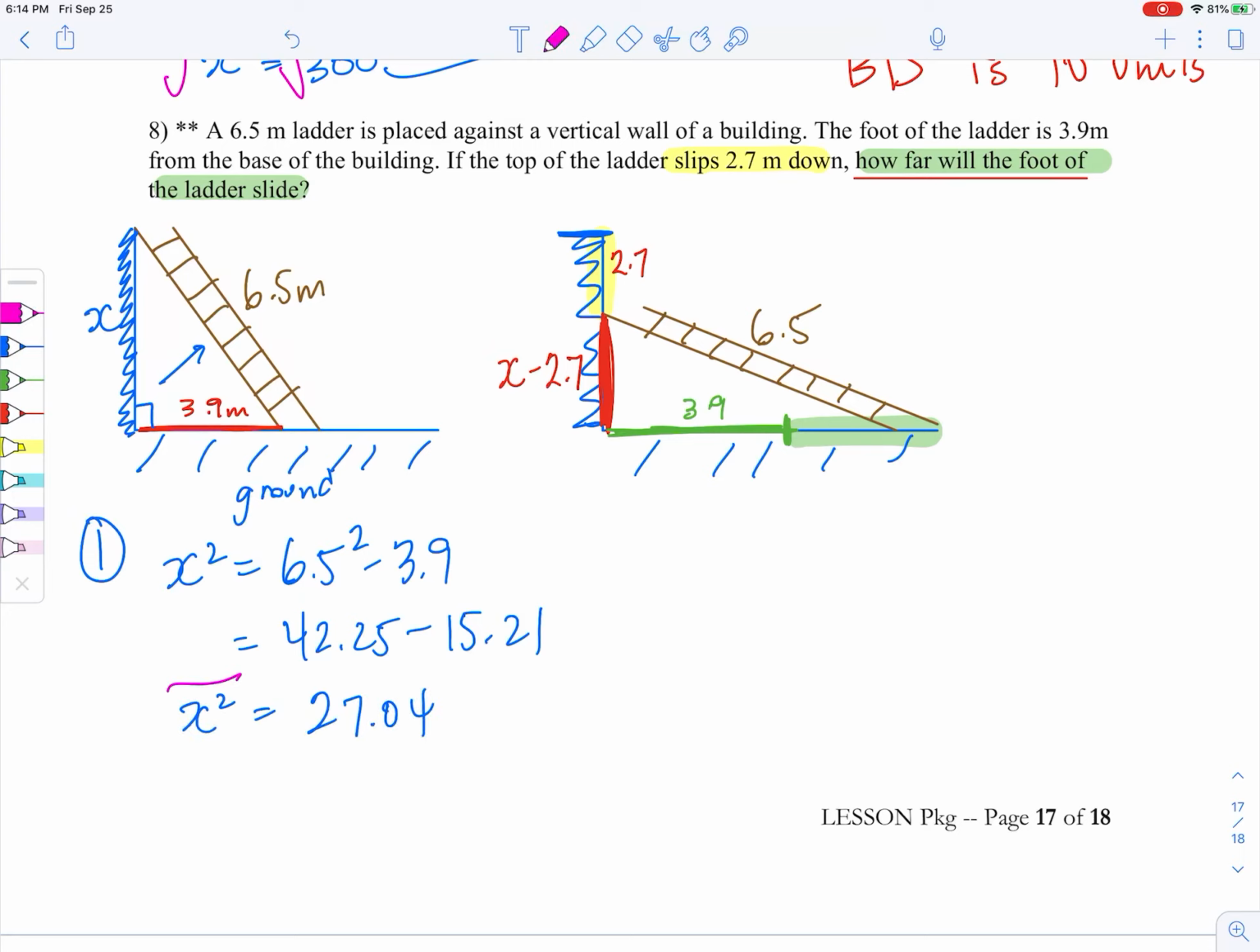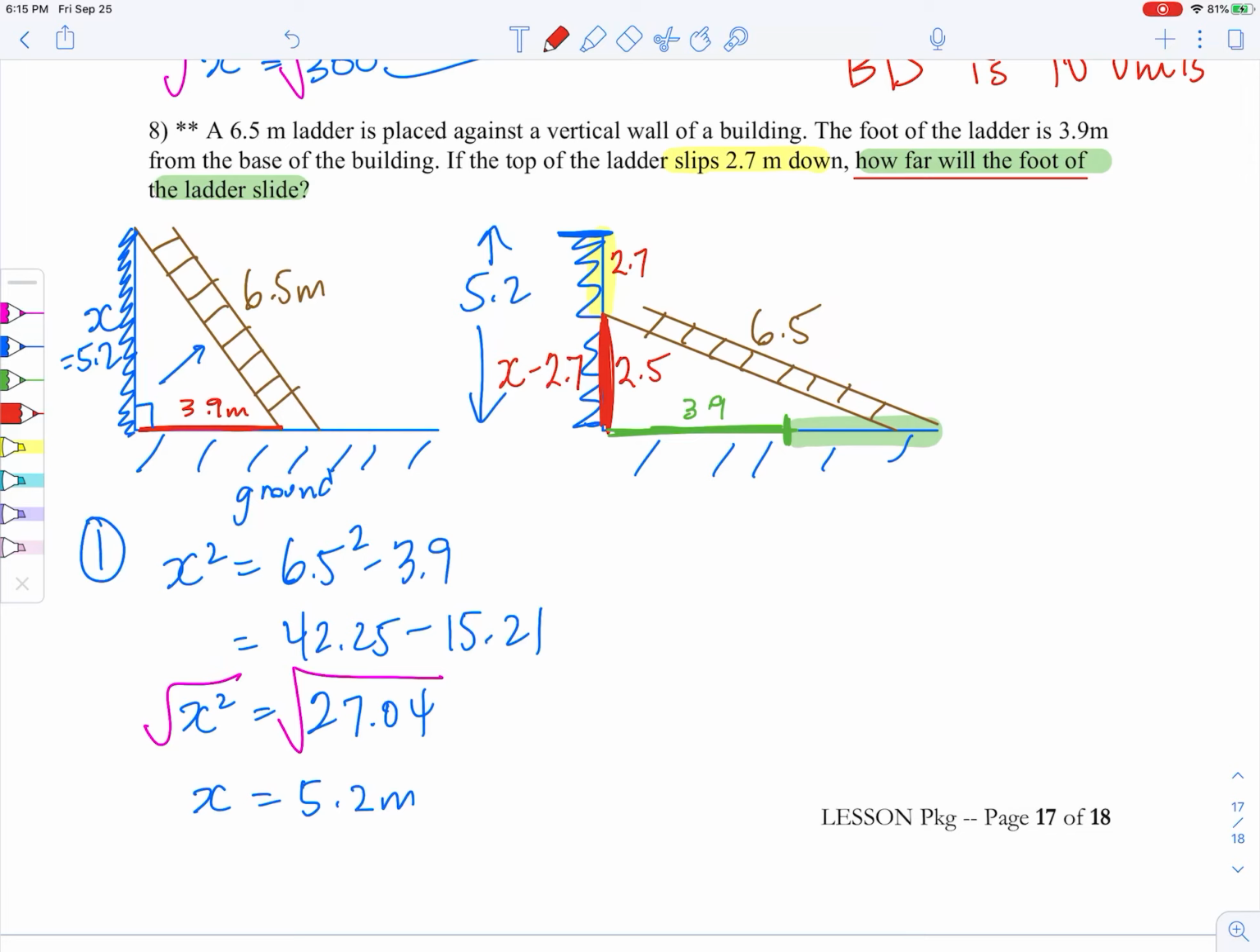Square root both sides, and we get that X equals 5.2. So X equals 5.2 meters. So over here, the whole big thing was 5.2. And 5.2 minus 2.7 means that that red thing, I'm just going to erase until I unsquiggle. So if X was 5.2, this whole thing, then that red part, 5.2 minus 2.7 is 2.5.